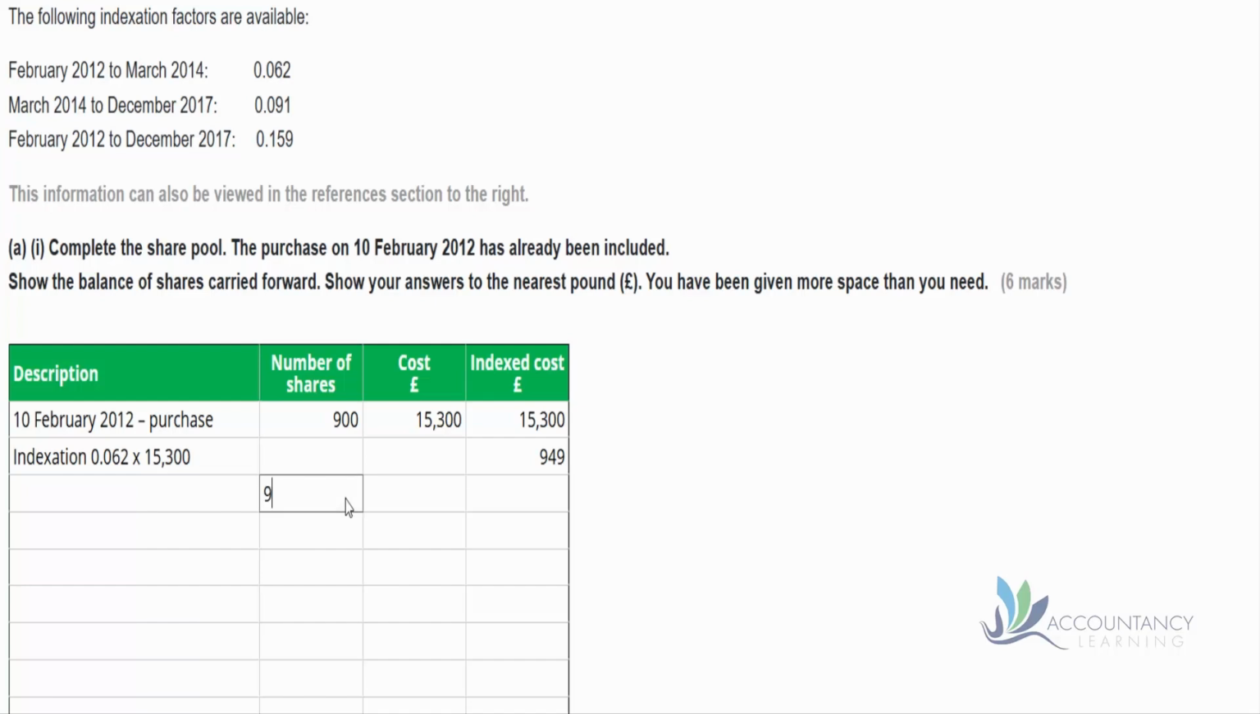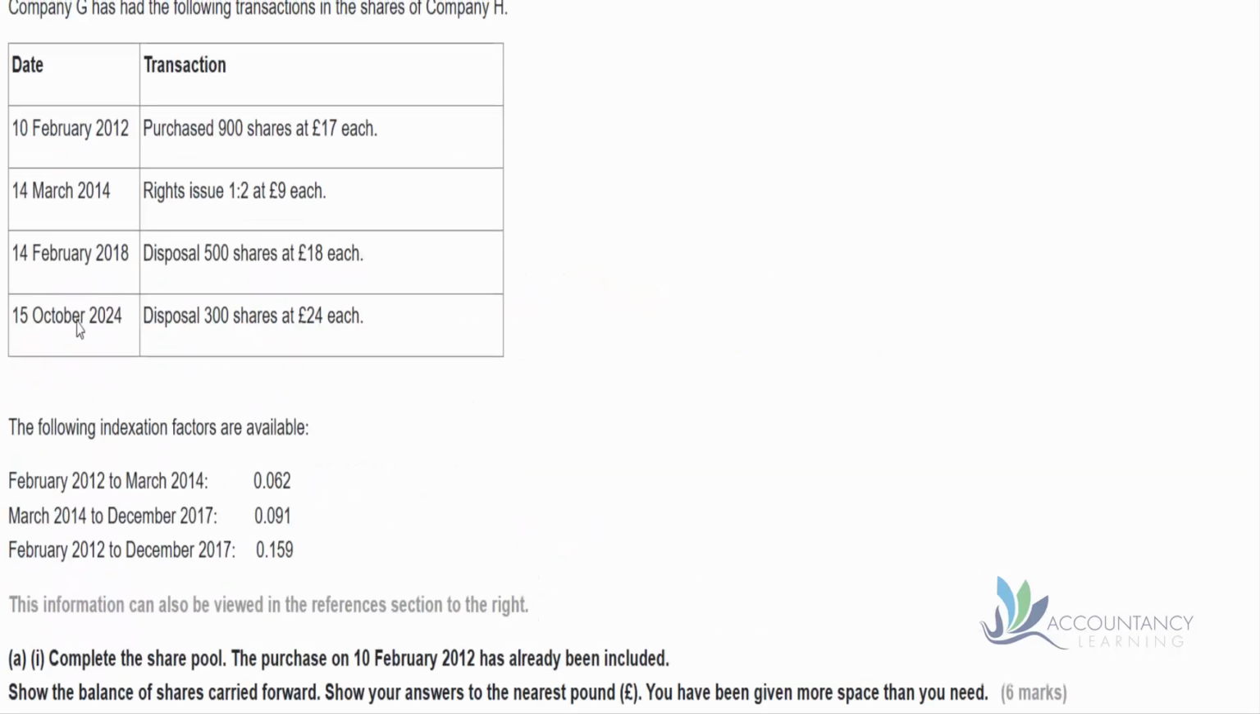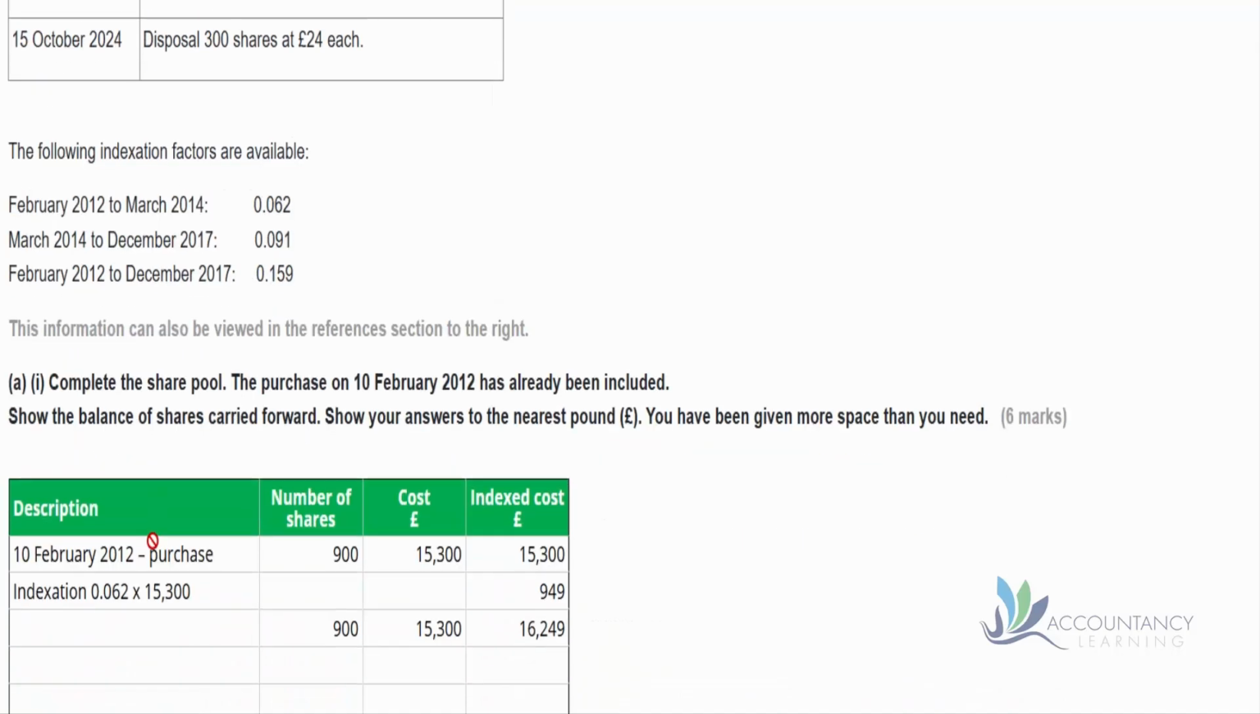So we can do our subtotals now. So we've got 900 for the number of shares. Our cost subtotal is 15,300. But now we have an indexed cost subtotal of 16,249. So you just need to remember, we just keep on doing these subtotals because they're going to be important for us in terms of our calculation. And then what do we have? So on the 14th of March, we have a rights issue, 1 for 2 at £9 each.